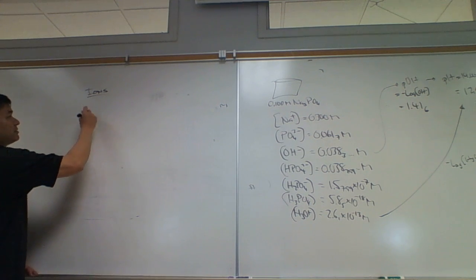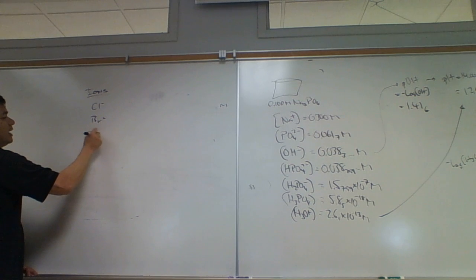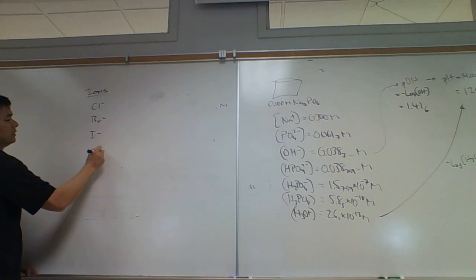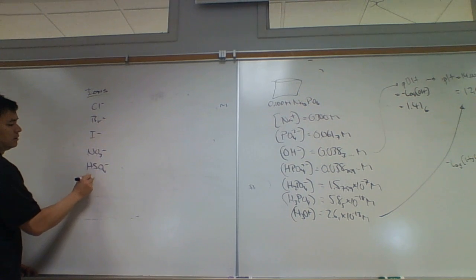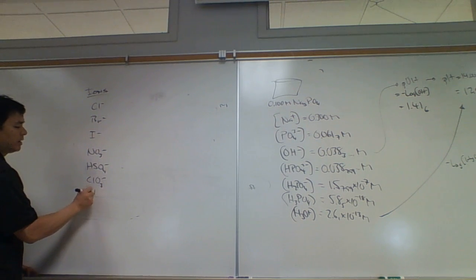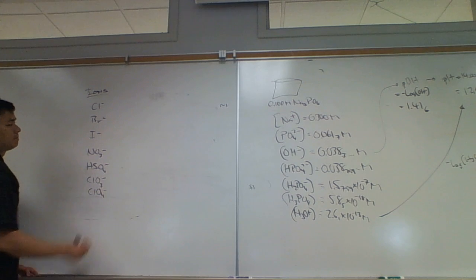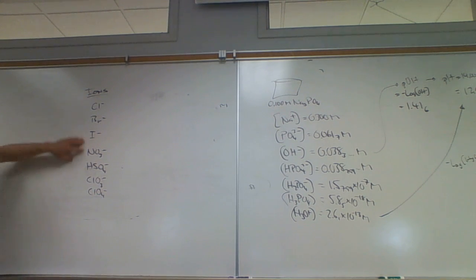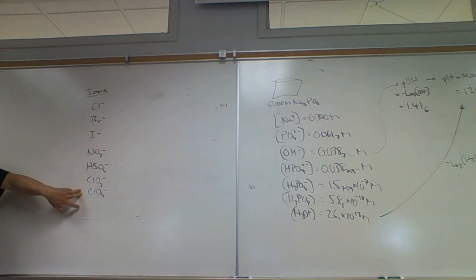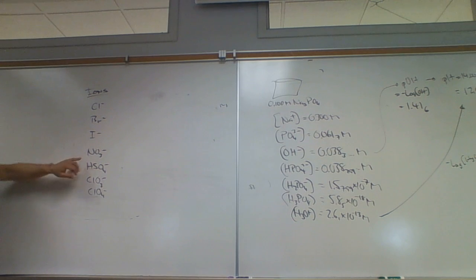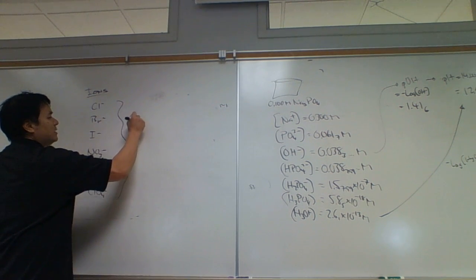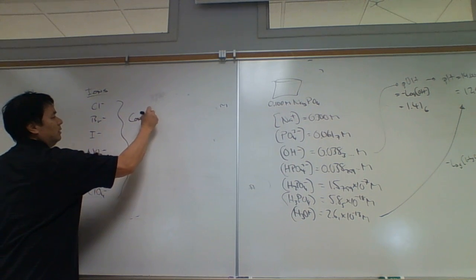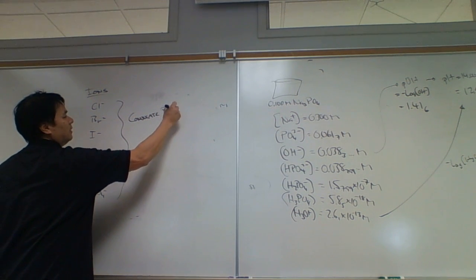we have things like phosphate, but we also have things like chloride, bromide, iodide, nitrate, bisulfate, chlorate, perchlorate. What do all these ions have in common? All these ions are the conjugate base of a strong acid.